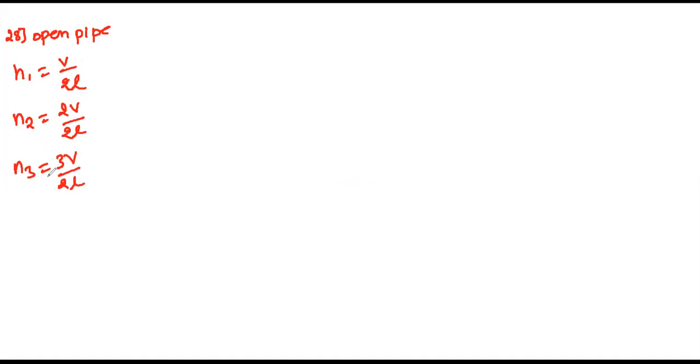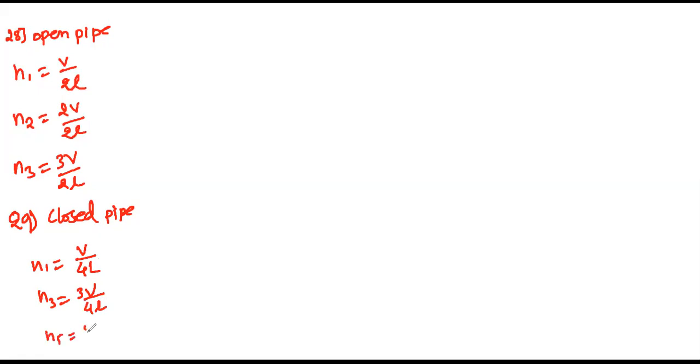Next, closed pipe, 29. Closed pipe: N1 is equal to V by 4L. Next, N3 is equal to 3V by 4L, and N5 is equal to 5V by 4L. You can make your note points. You can add more formulas if you want, wavelength and all.